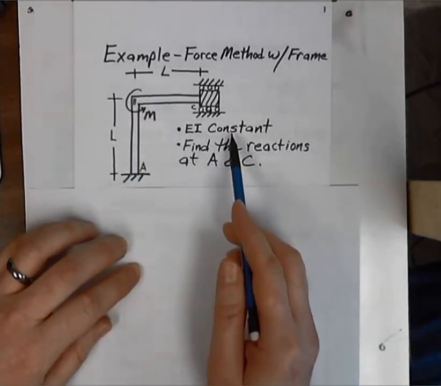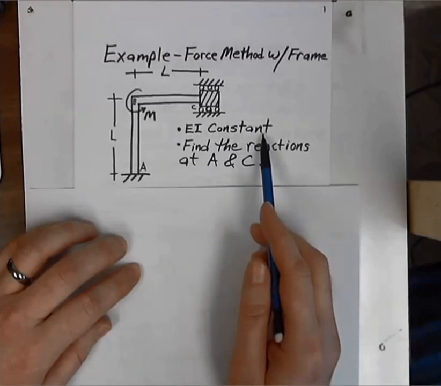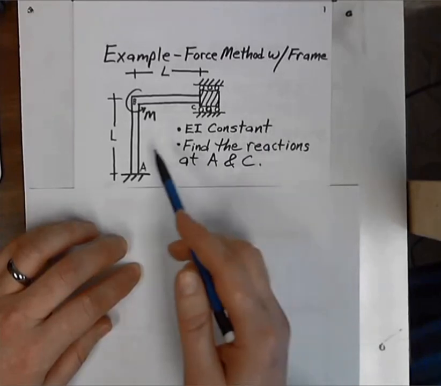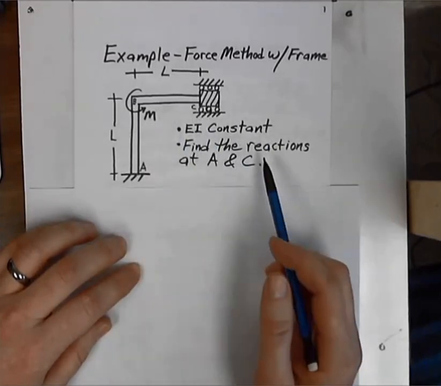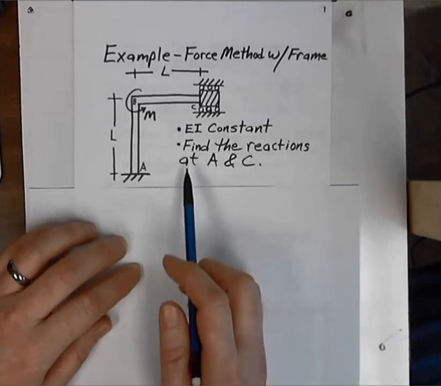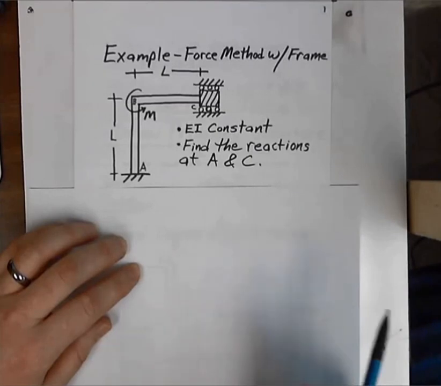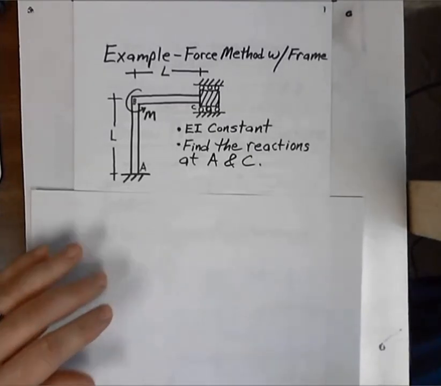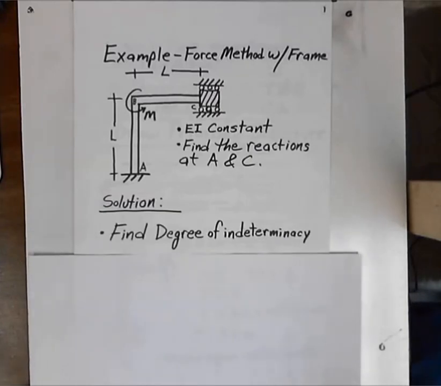We've also established here that the E and I for each of the frame members is constant, and our objective is to find the reactions at A and C. And we're going to do this by using the force method. So then, the solution proceeds as follows.